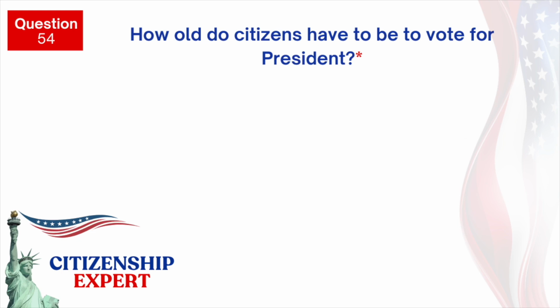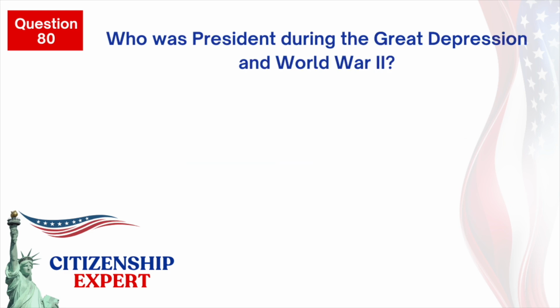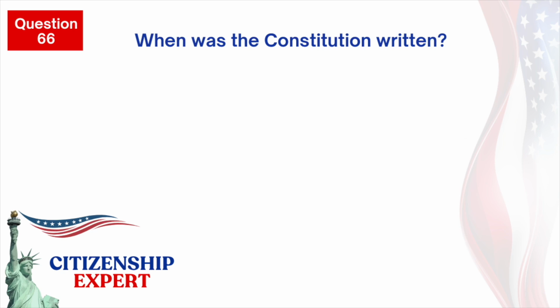How old do citizens have to be to vote for president? 18 and older. Who was president during the Great Depression and World War II? Franklin Roosevelt. When was the Constitution written? 1787.